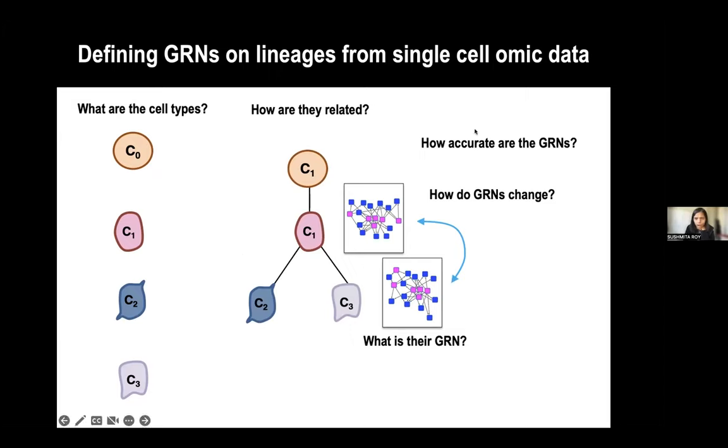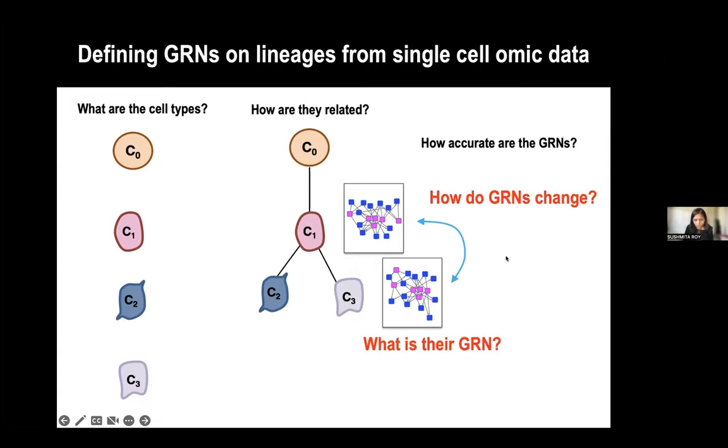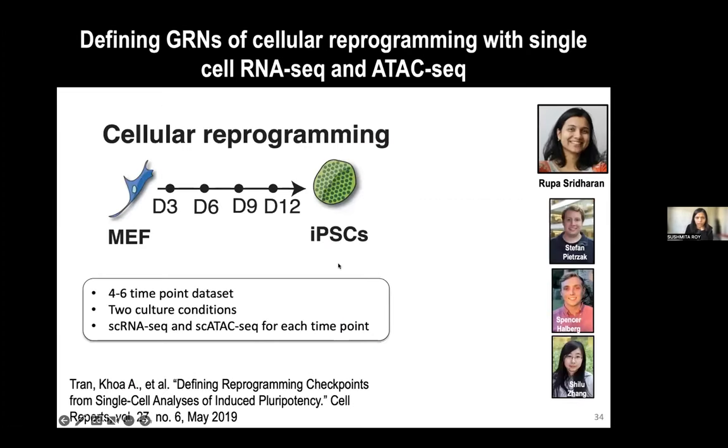I'll not really talk about how accurate they are or questions of cell types, maybe a little bit how they're related, largely focus on what are their individual GRNs, and then how they actually change. And all of this I'm going to talk about in the context of a collaboration with Rupa Sridharan, who is a stem cell biologist. And she studies this process of cellular reprogramming, where she takes these mouse embryonic fibroblasts, and then reprograms them into pluripotent cells.